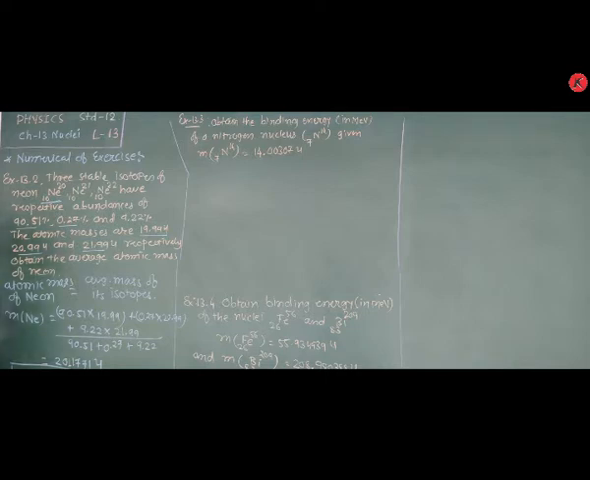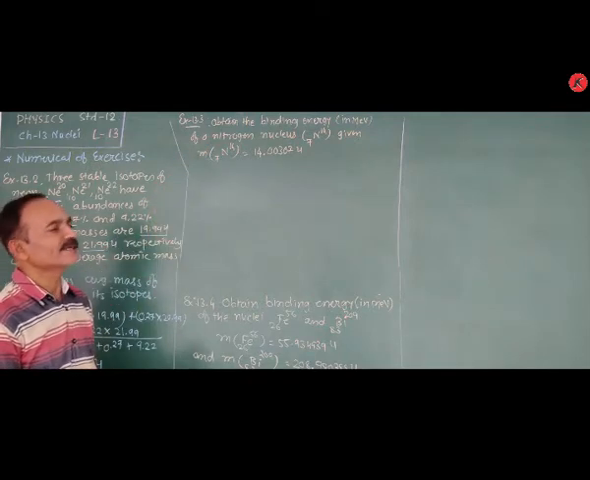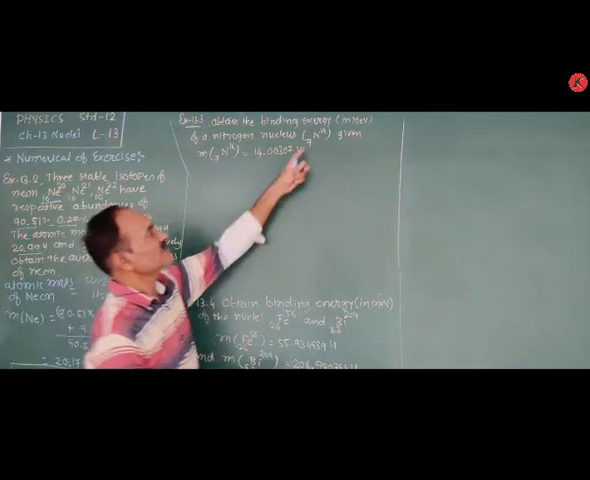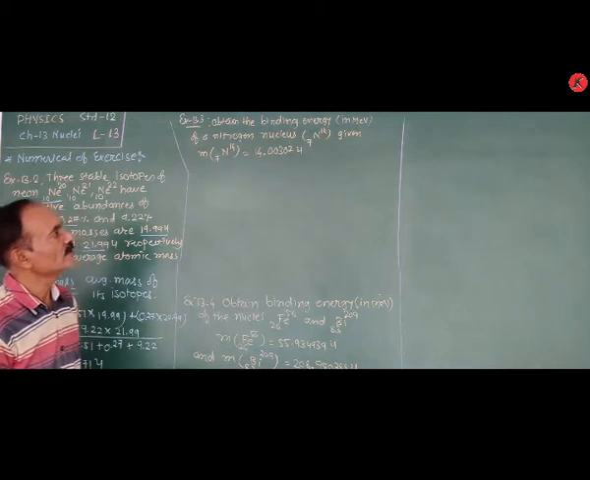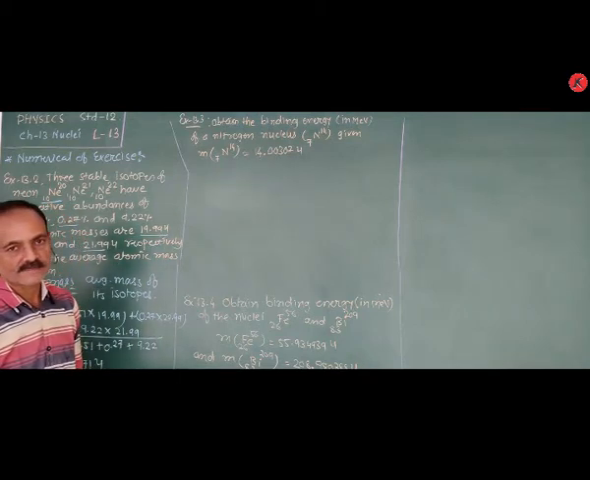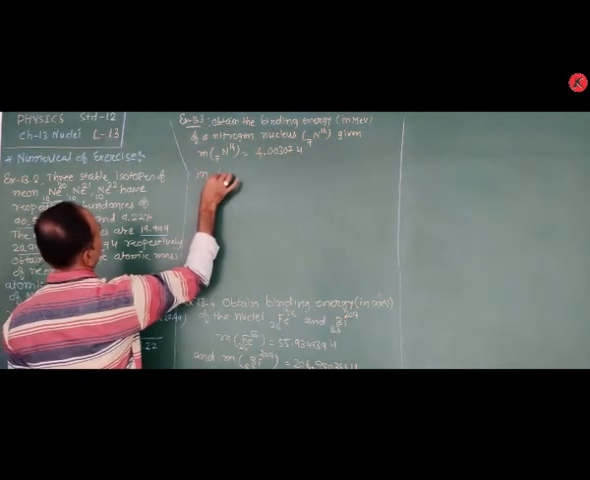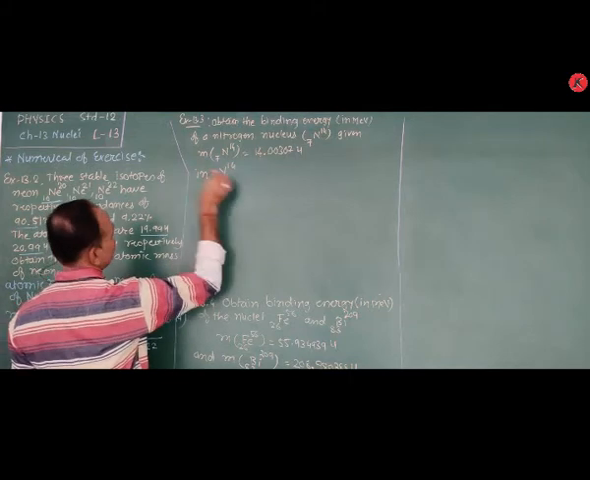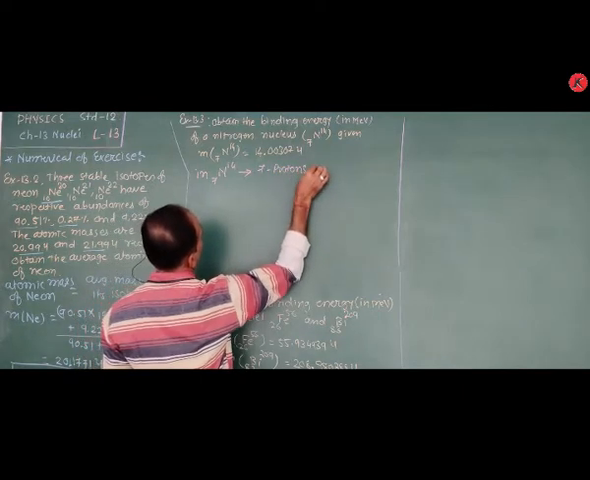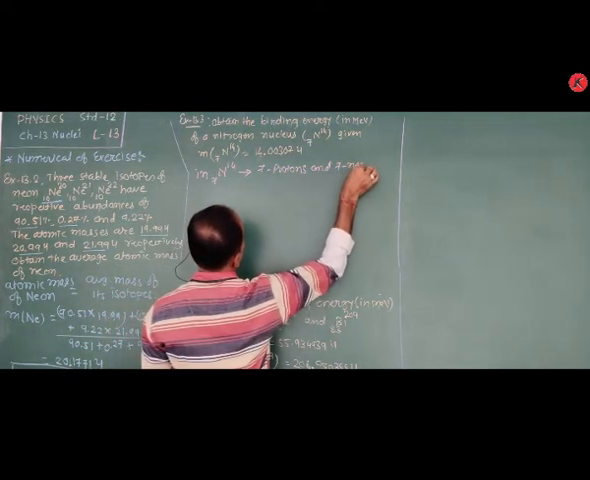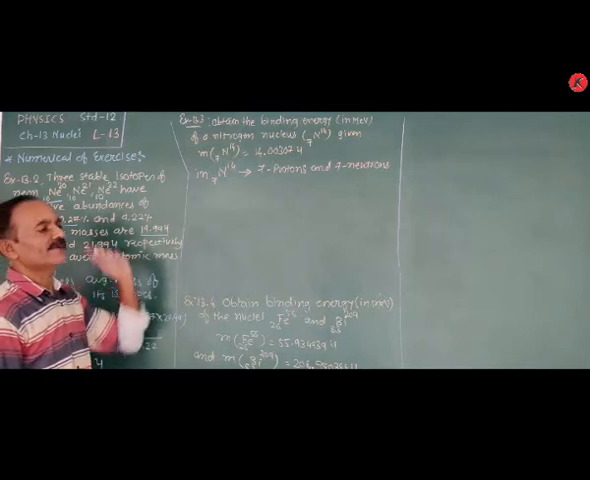Okay. After that, the next: obtain the binding energy in mega electron volt of the nitrogen nucleus N-14 with atomic number 7. The mass of the nitrogen is given as 14.00307 atomic mass unit. Right? So how do we calculate it? First, in nitrogen N-14, there are 7 protons and 7 neutrons. 7 protons and 7 neutrons are in the nitrogen atom.